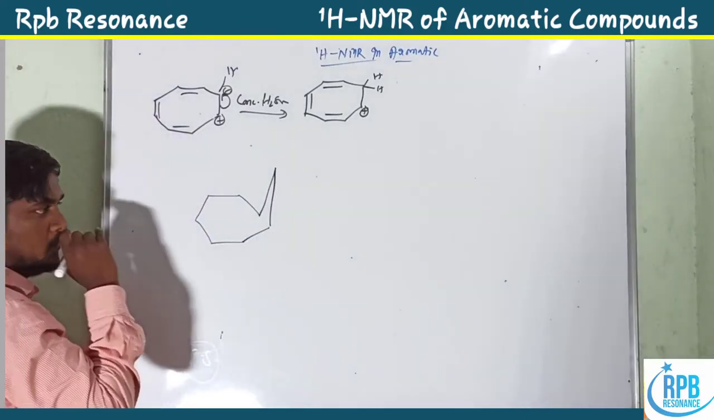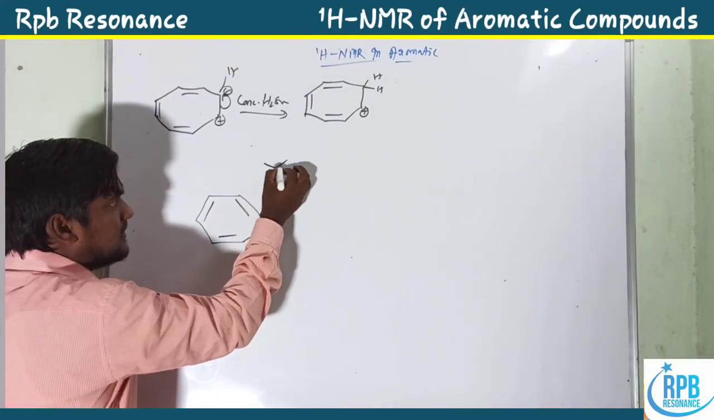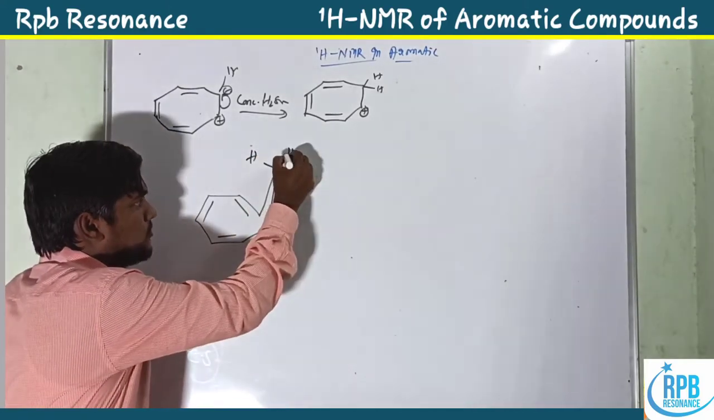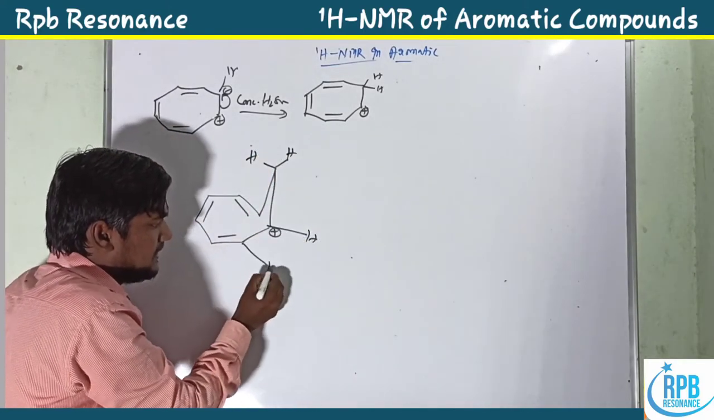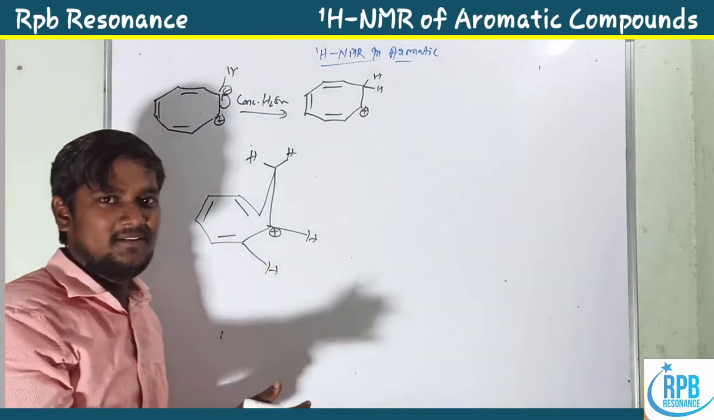Okay, this is the structure: double bond, double bond, double bond. Here is the positive charge. Here there are two sp3 attached protons, so carbocation and proton. Here the four protons are there, and we don't know the range of those four protons.